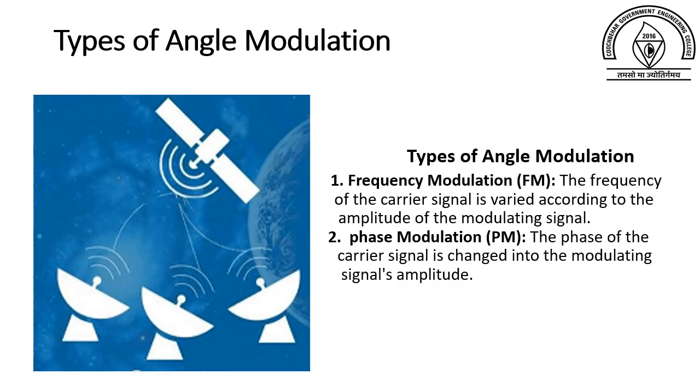In the previous slide, I discussed two types of modulation. One is frequency modulation, where the frequency of the carrier signal is varied according to the amplitude of the modulating signal, and the second one is phase modulation, where the phase of the carrier signal is changed according to the modulating signal amplitude.